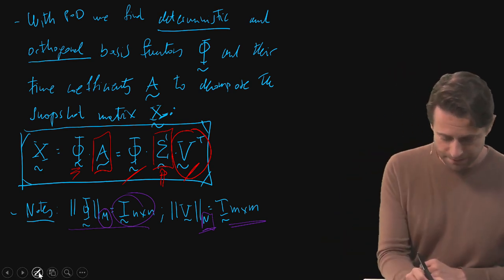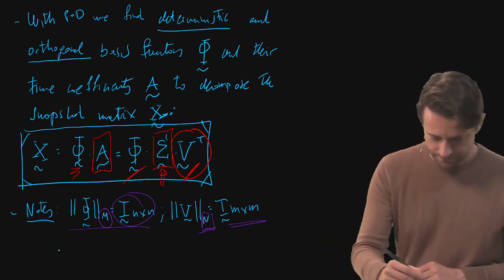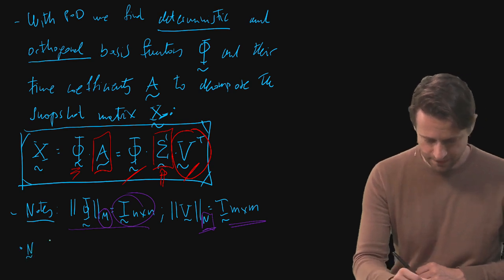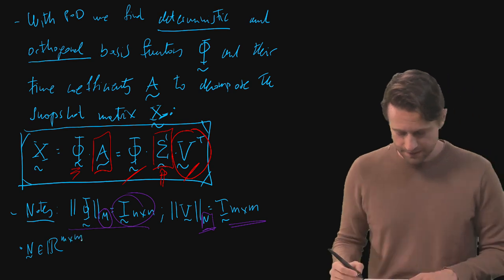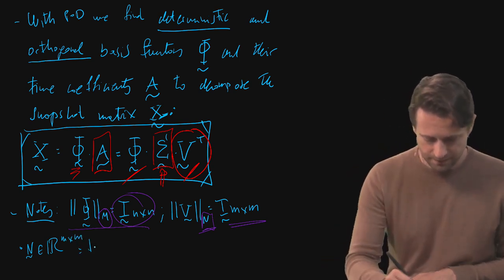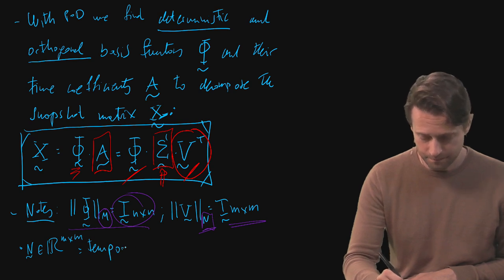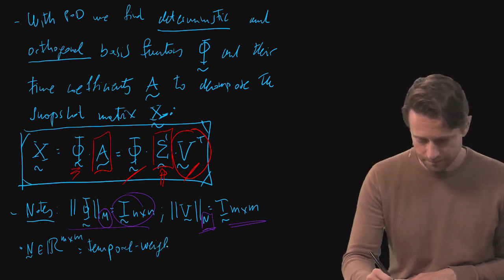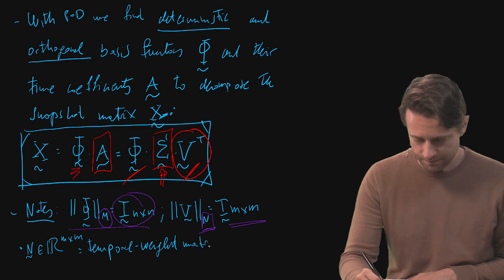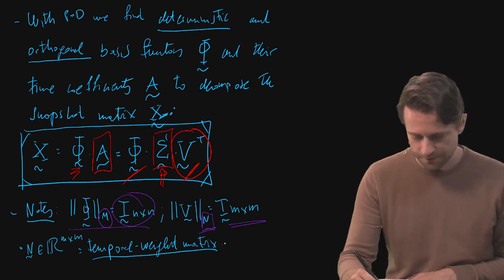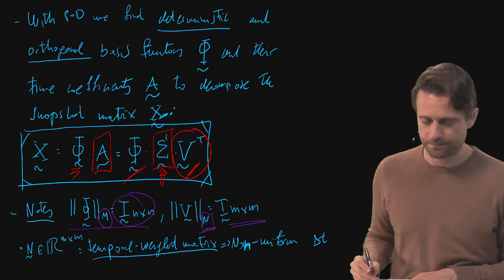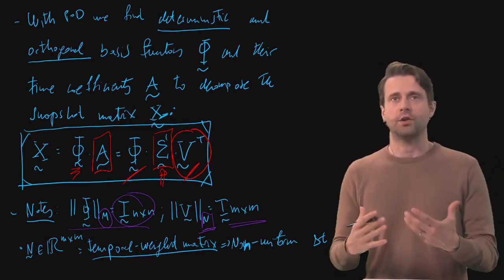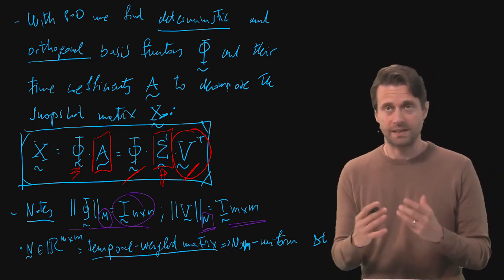Okay, so that matrix N, let me just define it. N is a matrix of size Nt times Nt, okay, and it's a temporal weight matrix, which is for non-uniform delta t. Okay, so for non-uniform delta t, I'm going to be using this N matrix to basically take into account that delta t is variable.